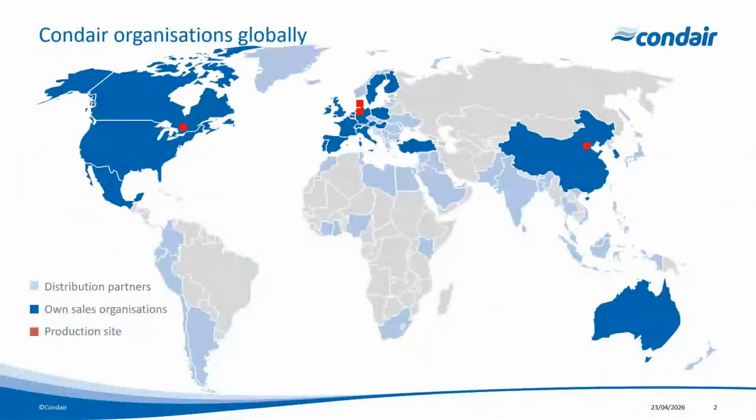So as a brief introduction to Condair, Condair is a privately owned company with over 1,000 staff. Our head office is in Switzerland, and we've been a world-leading producer of humidity control equipment and evaporative cooling equipment for over 75 years. And we manufacture in Hamburg, in Ottawa, Beijing, Denmark, and we export globally.